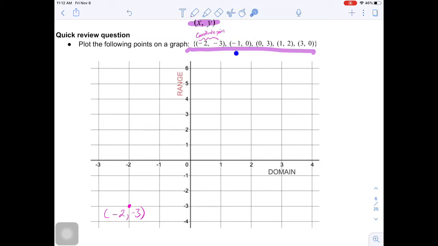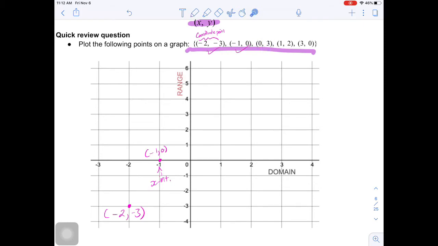Let's look at this next one. When my domain value or my x value is -1, so right here, I am at y of 0. Here, y is 0 on this line. So this is actually your x-intercept. This is the point -1 and 0. And we just learned this is known as an x-intercept because it touches the x-axis, or the horizontal axis. Okay, so we've done this one and we've done this one.